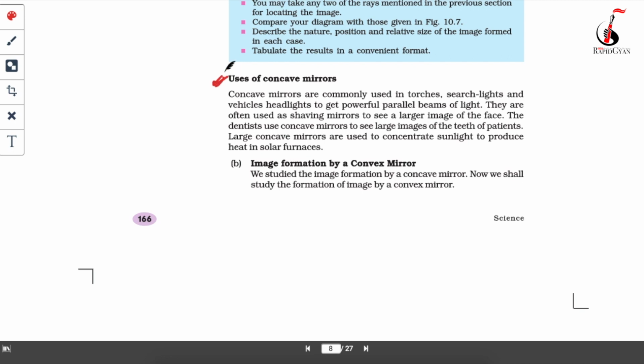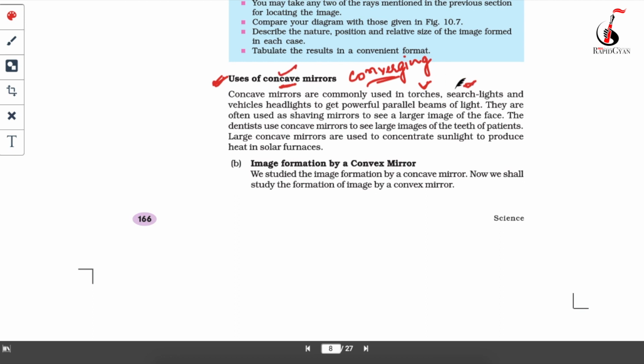Concave mirrors are generally used where we need the focus, where we need our beam of light to go very far. So it will be used in torches and searchlights, because the concave mirror is converging the light towards the focus. So they are also called converging mirrors. Remember this. Somewhere in the exam, if you find converging mirror, it's nothing but a concave mirror.